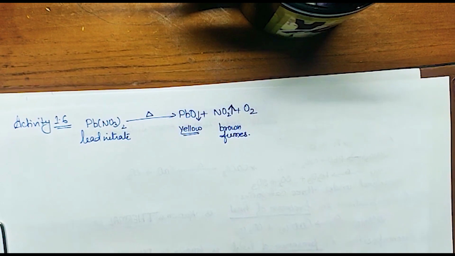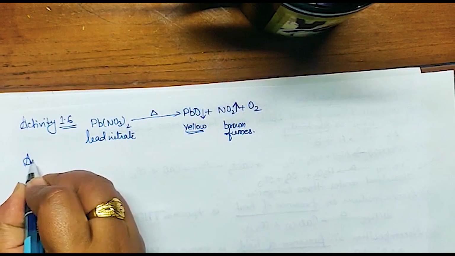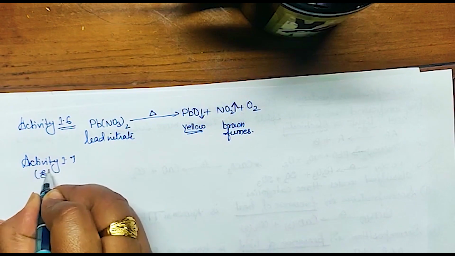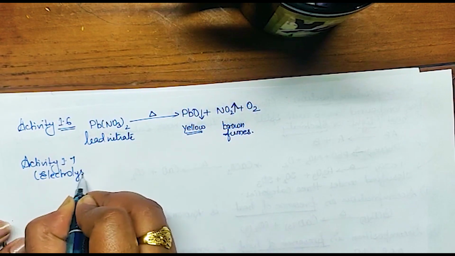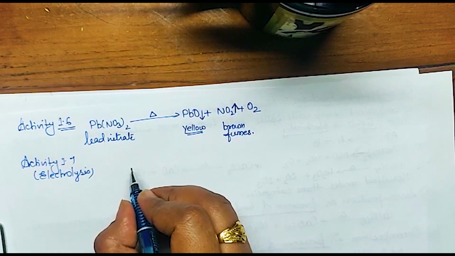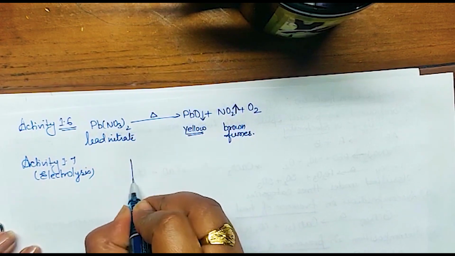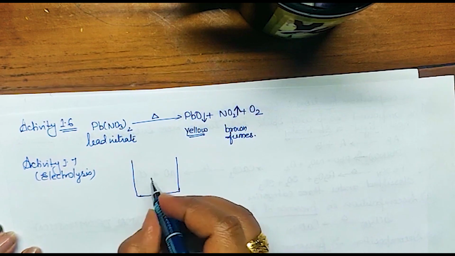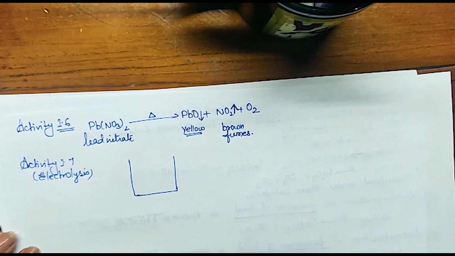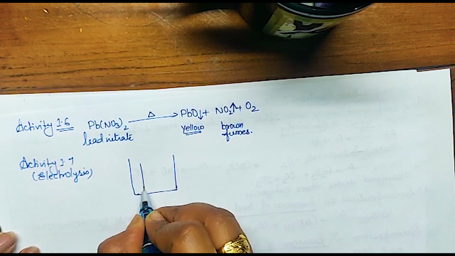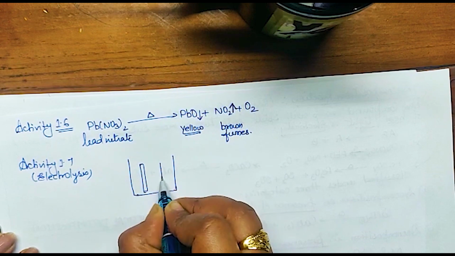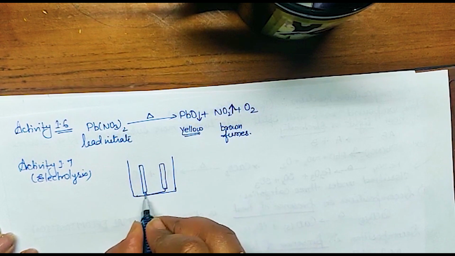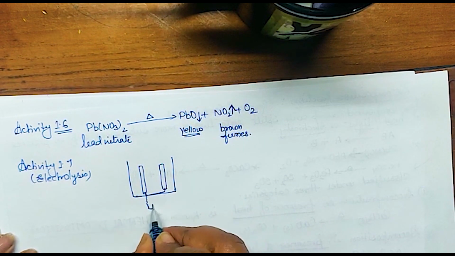Caution. Okay, so listen. This is activity 1.7, which is actually electrolysis. In this electrolysis, we have to make a cell. There is a cell like this, and we will put 2 electrodes over there. In the book, they are joined from the bottom, so let me do it in the same way. These are joined, and attached to the battery.